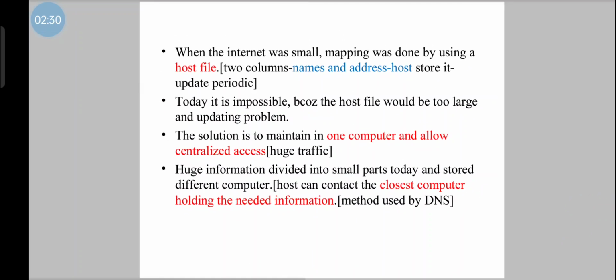When the internet was small, mapping was done by using the host file. But today we are working with lots and lots of URLs. It's not possible to do it manually, so we are going with an automated, centralized access. So huge information is divided into small parts today and stored in different computers, and a host can connect to the closest computer holding the needed information.